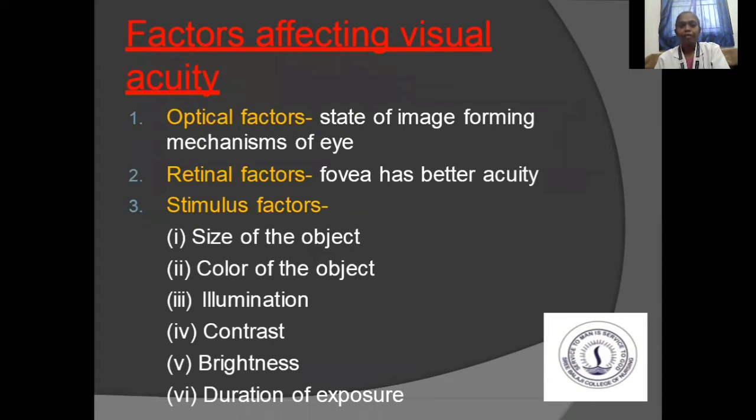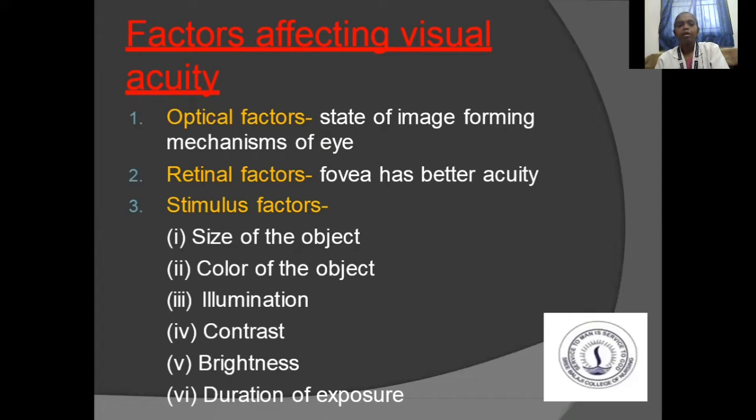Then we'll switch over to the factors affecting visual acuity. You can categorize the factors under three major headings: optical factor, retinal factor, and stimulus factor. The optical factor is the first, the state of the image forming mechanism of the eye. This is where the actual image formation happens. If anything goes wrong in this area, the patient won't be able to recognize the image properly. Then the retinal factor: here the fovea has better acuity.